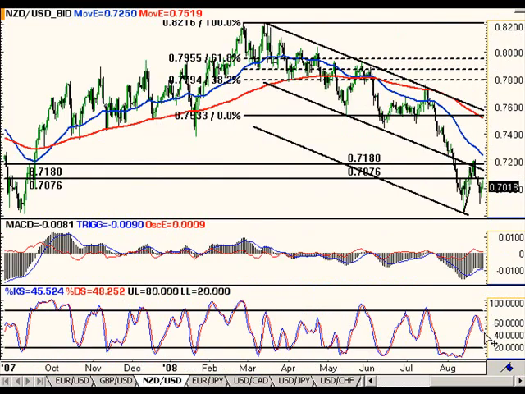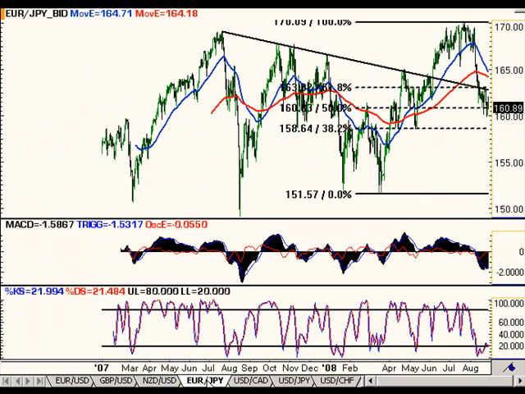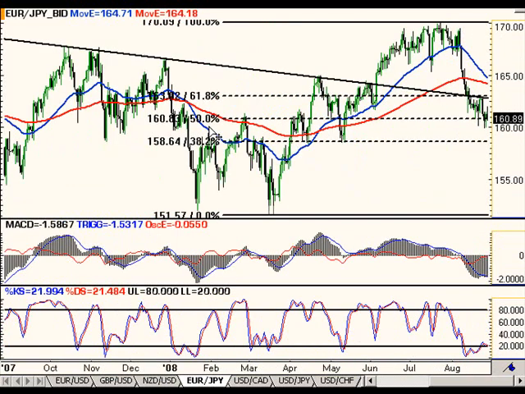When we look at the New Zealand dollar, we see that we're still in that downtrend channel right now. The stochastics are still right in the middle at the 50 level, but if the MACD can pick up some momentum and start trading again below the trigger, I think we could see increased downside momentum in the New Zealand dollar. When we look at the Euro Yen, we're trading 160.89.